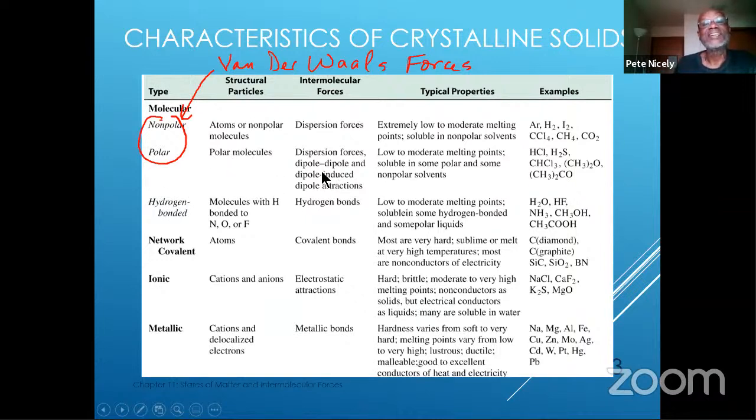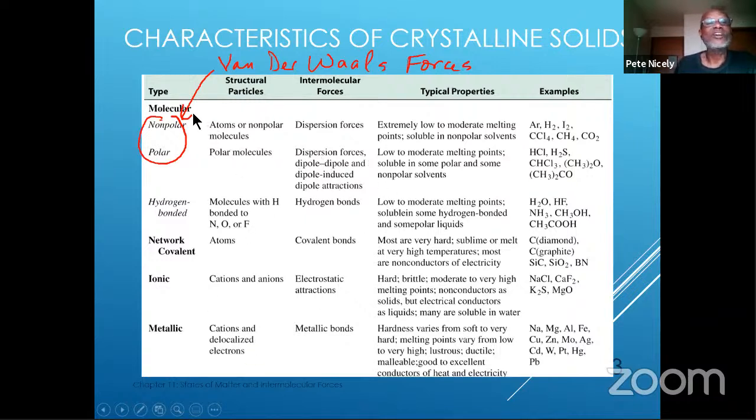Now, let me just say that, as I said before, dispersion forces still exist when it comes to any covalent compounds, but these would not be the major players in terms of the type of intermolecular forces that exist. The major intermolecular forces would be the dipole-dipole and dipole-induced dipole attractions, all right? And again, these compounds tend to have low to moderate melting points. Some of them are soluble in polar solvents and some are soluble in nonpolar solvents. And these are some examples of compounds which fall into that category, all right?